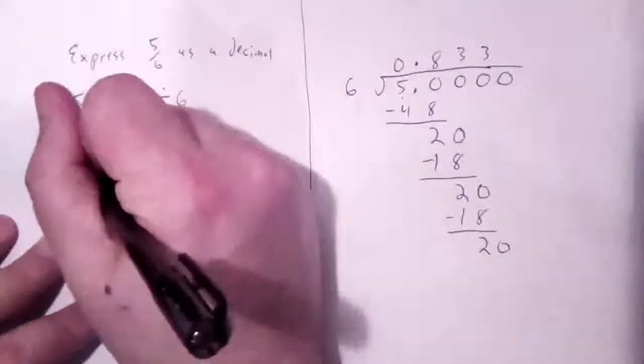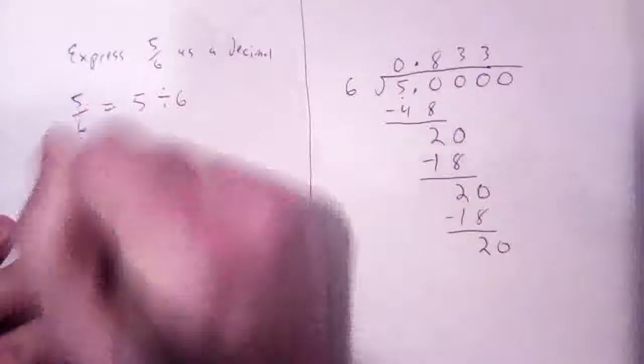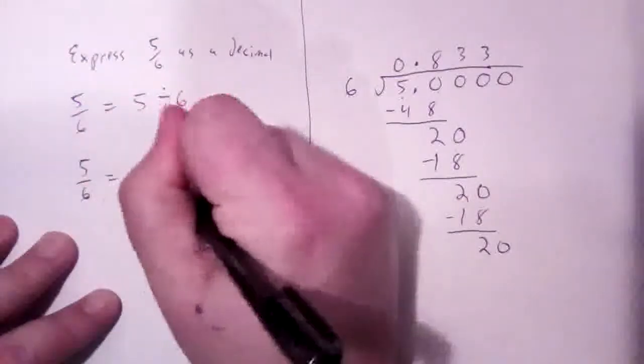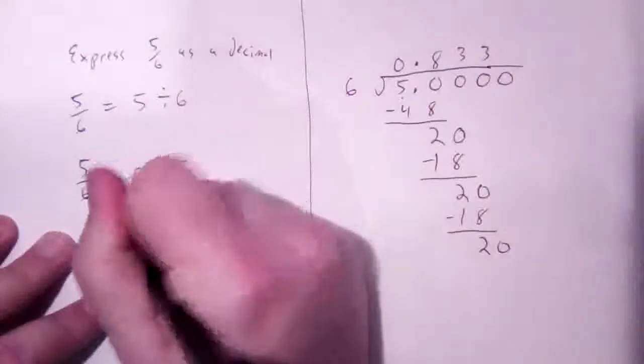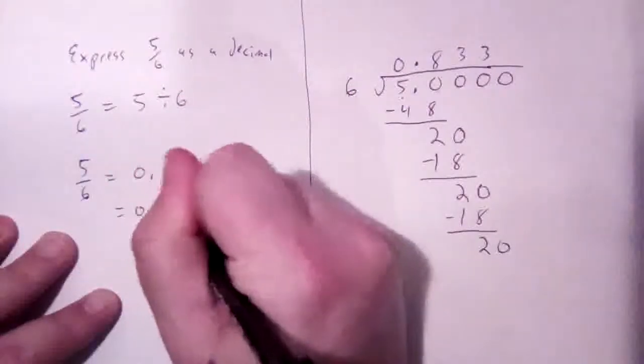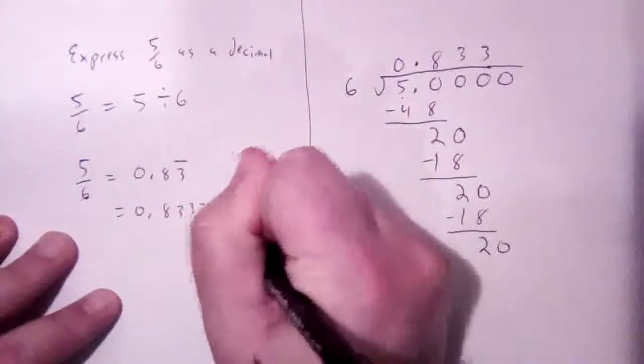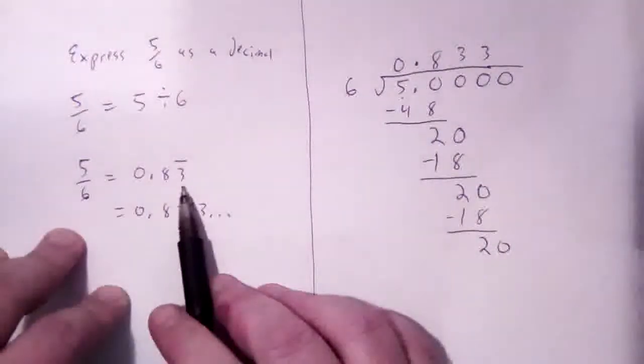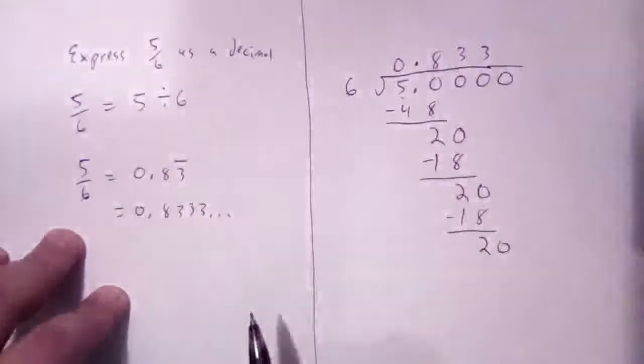So I can confidently say now that 5/6 as a decimal is written as 0.833 repeated, which of course could also be written as 0.8333 ... Either way, showing that the 3, not the 8, is the repeated part for this decimal.